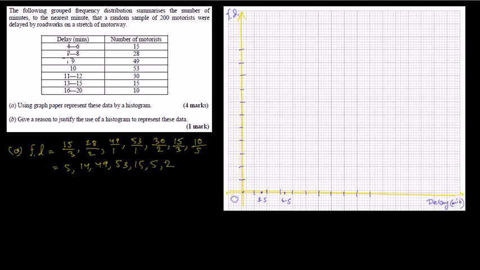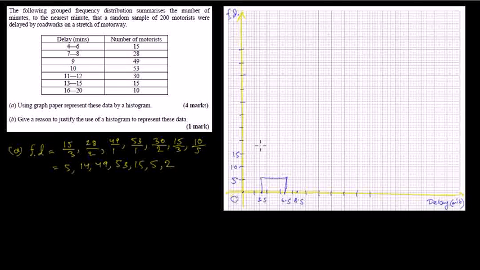And the height of this bar is going to be 5. So it is going to be like this. This is 5, so it will be this. The next one is 7 to 8, which means 6.5 to 8.5. So this is 6.5, this is 8, and 8.5 is somewhere around here. So this is 8.5. And the height of the bar is 14. So 5, 10, 15. So 14 is here.